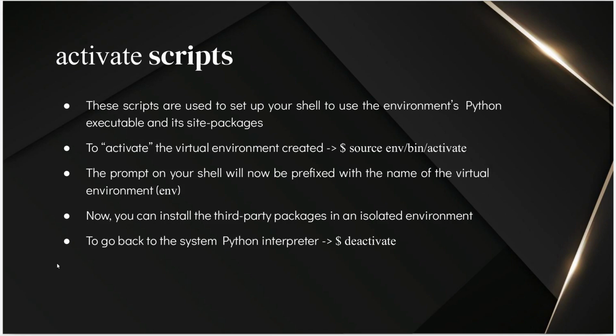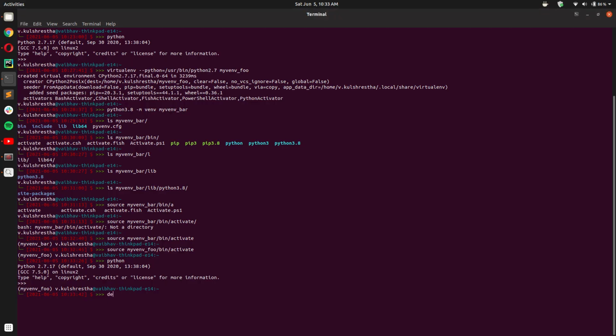Okay. And lastly, the deactivate command removes the prefix, which means that it has quit the virtual environment. Now you are back to your base installation, the base Python interpreter, which in my case is again Python 2.7.